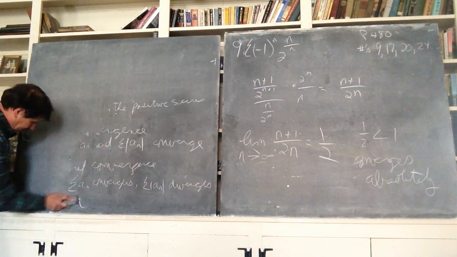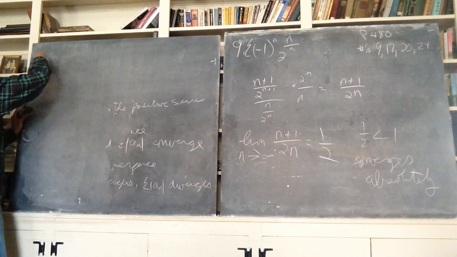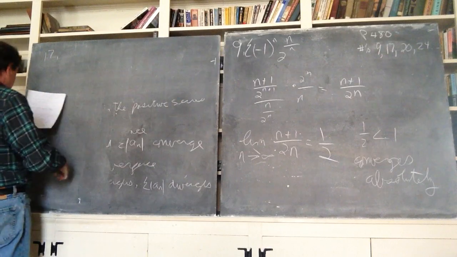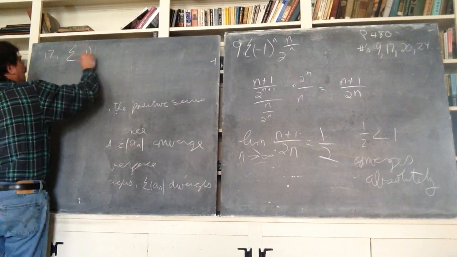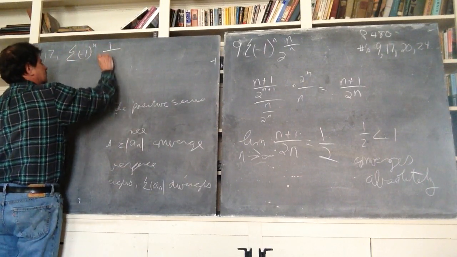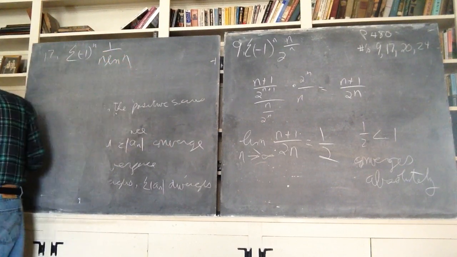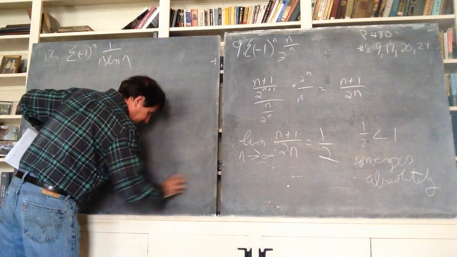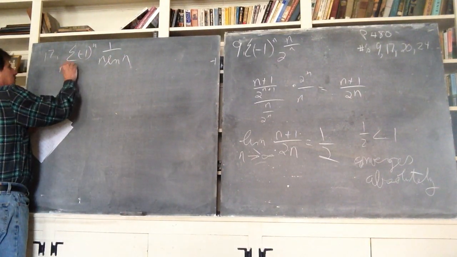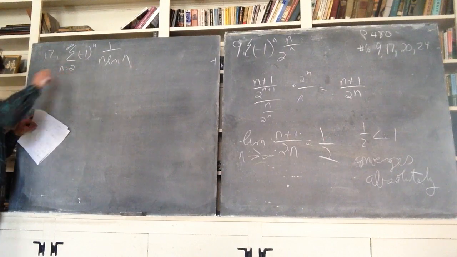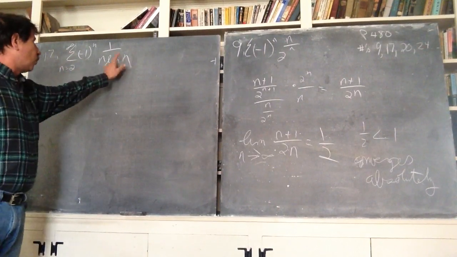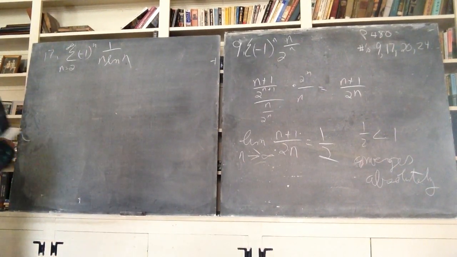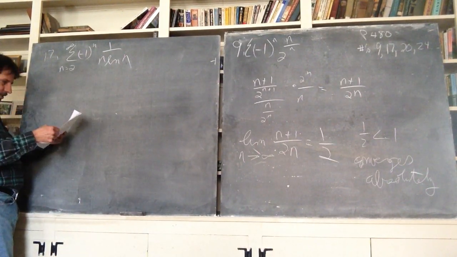17. I'll write down 1 over n log n. Okay, that's what 17 looks like. And please note the boundary, it starts at 2. You can't put a 1 in there because you'd be dividing by 0. So, I'm just curious. Here's the way I did this.